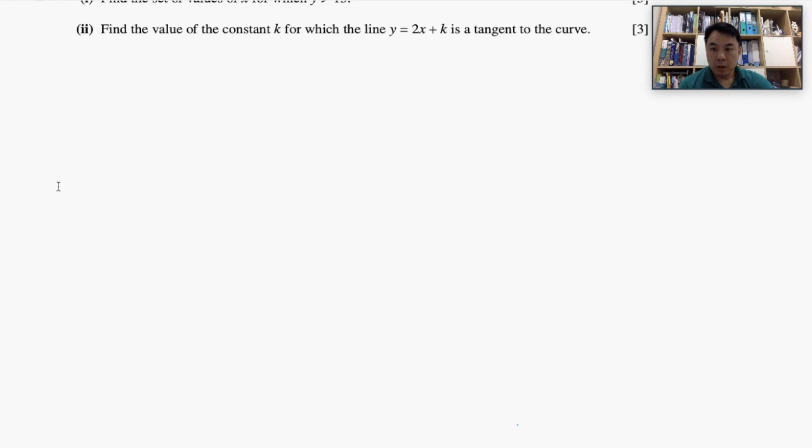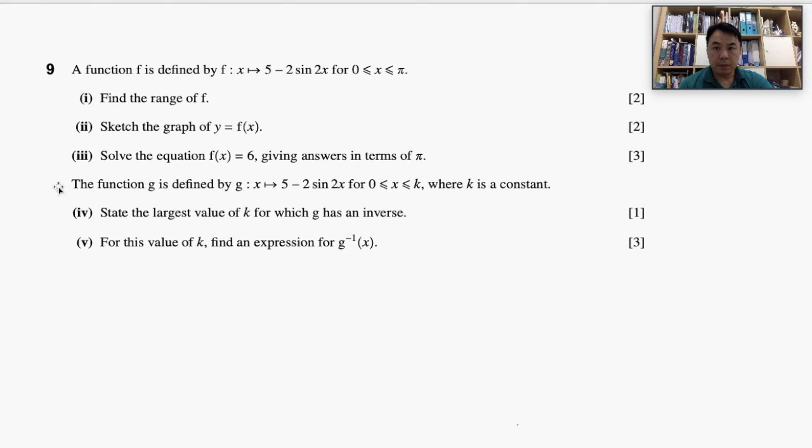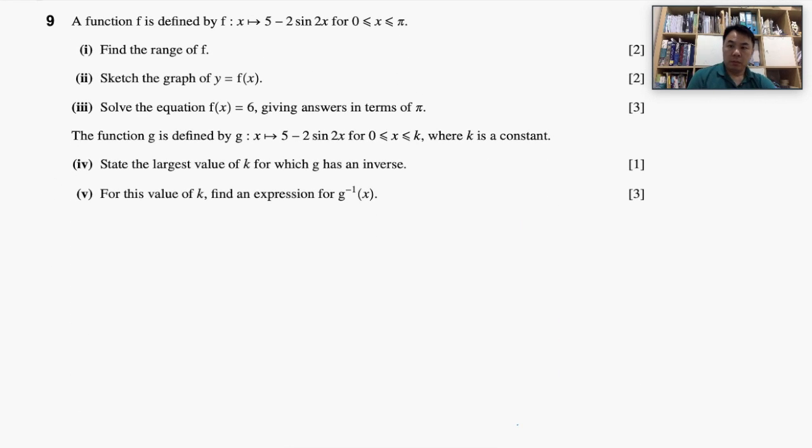Question 9. All right, question 9 is a long one. Question 9, number 1. Find the range of f(x).